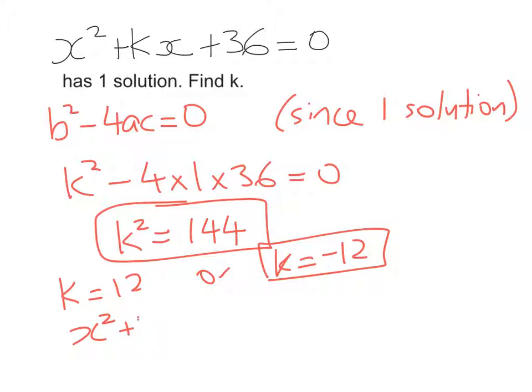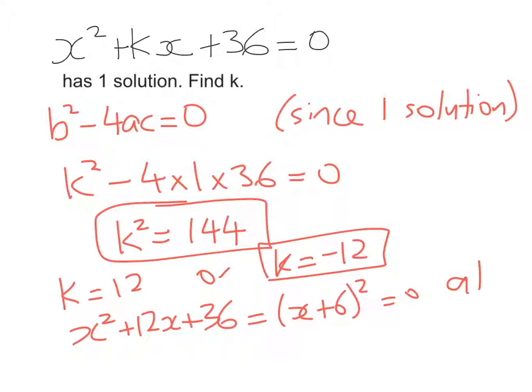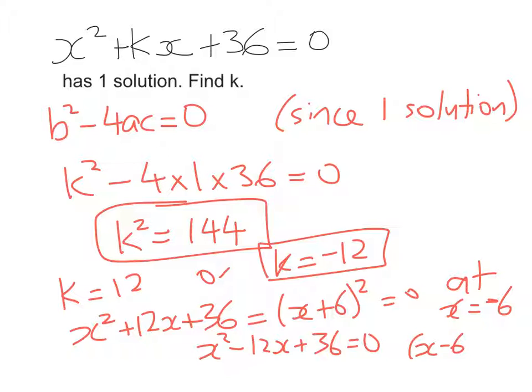If we have x squared plus 12x plus 36, that gives me (x plus 6) all squared, and that will equal 0 at x equals negative 6. Similarly, x squared minus 12x plus 36 is equal to 0, so that gives me (x minus 6) squared is equal to 0.